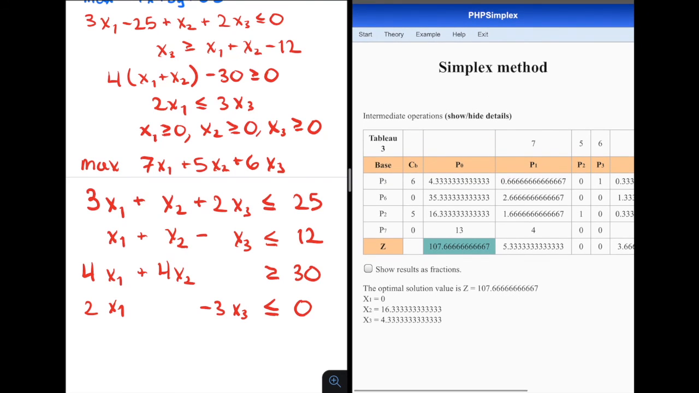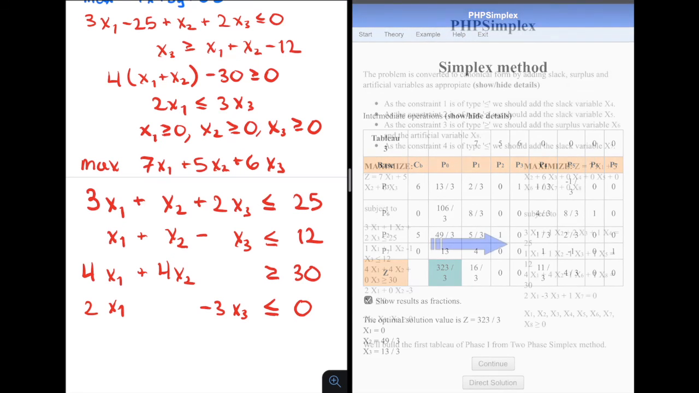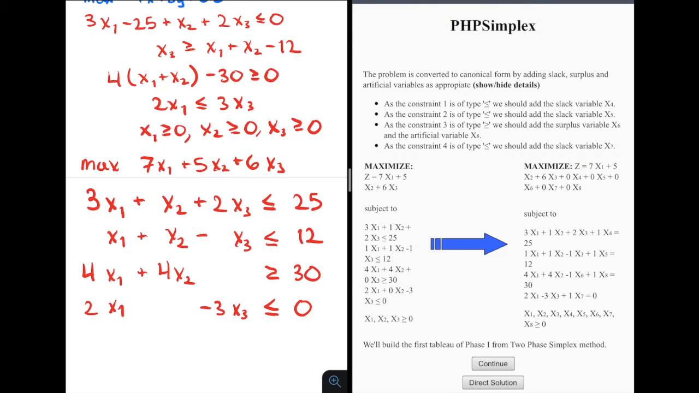Here, it also gives an option to view the optimal solution as a fraction. For those that don't want to see those extra intermediary steps, it gives the option to go directly to the solution.